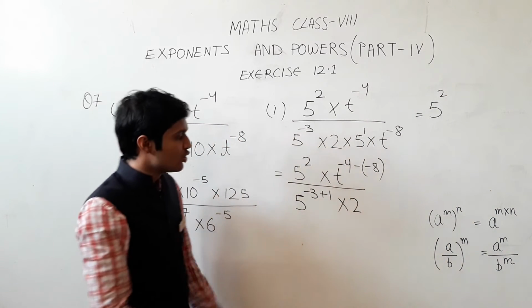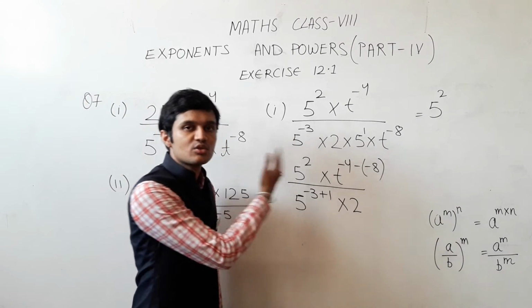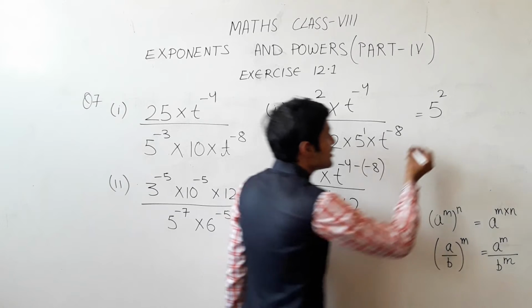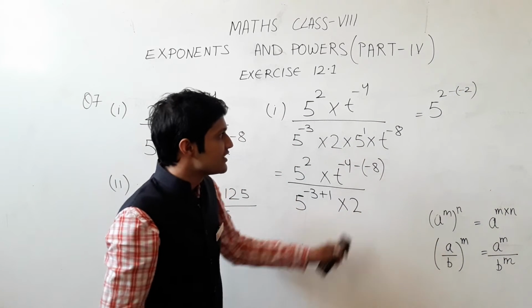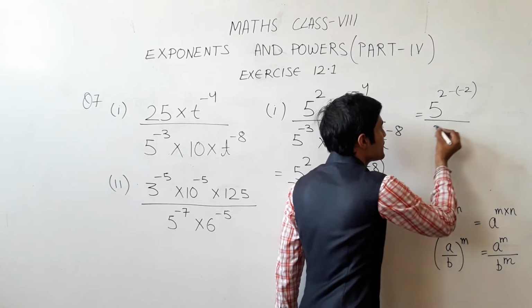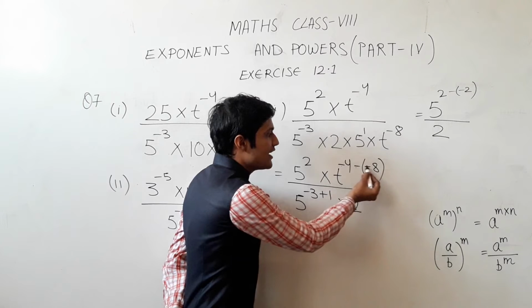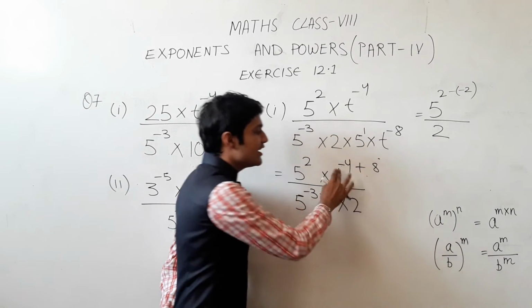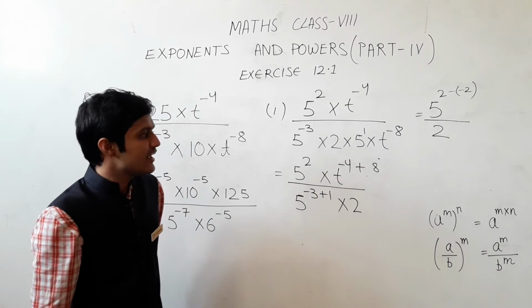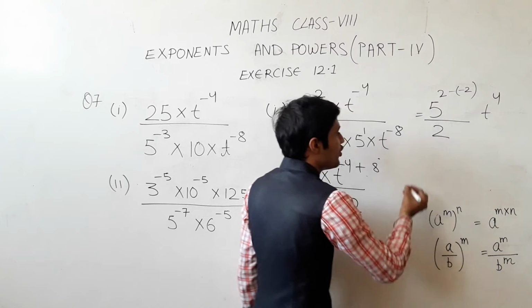This minus 2, minus 3 plus 1 is minus 2. Again, this minus 2 shifts to the numerator part, so this becomes minus 2. This 2 is in the denominator, and t raised to the power minus 4 minus 8. Minus 8 becomes plus 8. So minus 4 plus 8 is 4. So I can write t raised to the power 4.